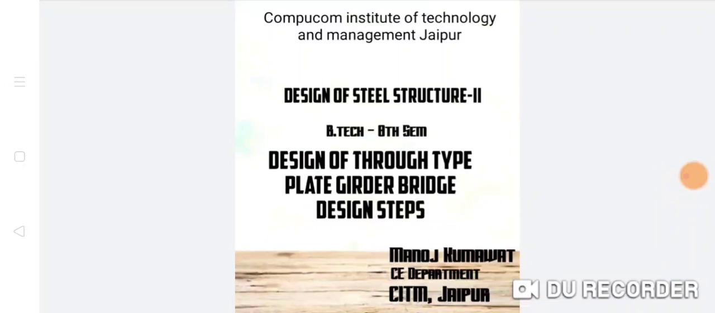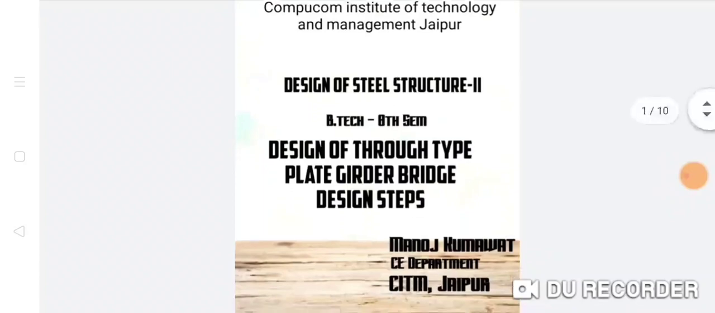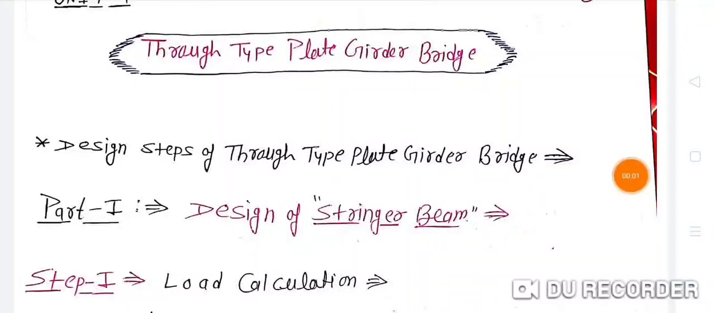Students, today we will discuss Design of Steel Structures, second unit, fourth topic: design steps of through type plate girder. Hello students, now let's start the design steps of a through type plate girder bridge. A through type plate girder may be designed in two parts. The first part is the design of the stringer beam, and the second part is the design of the cross beams.